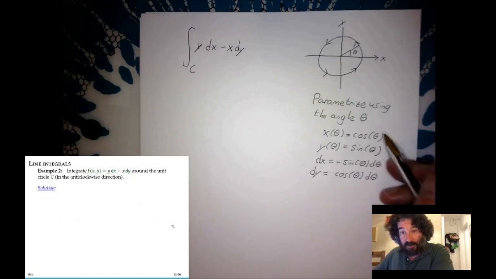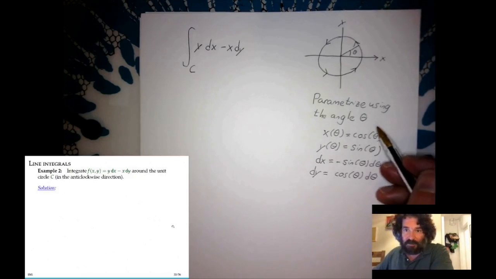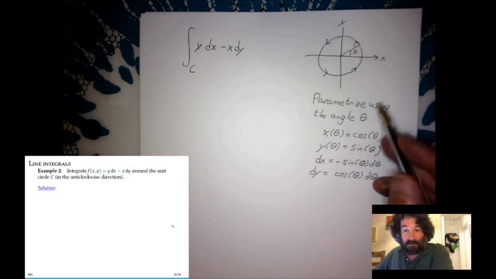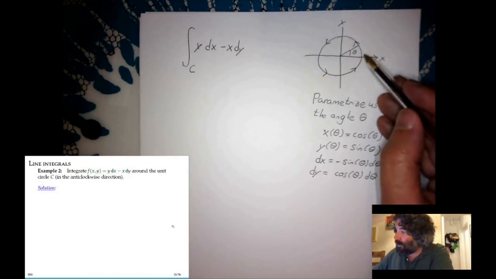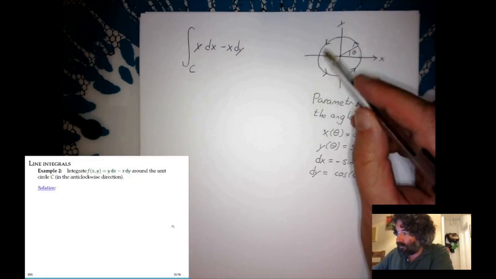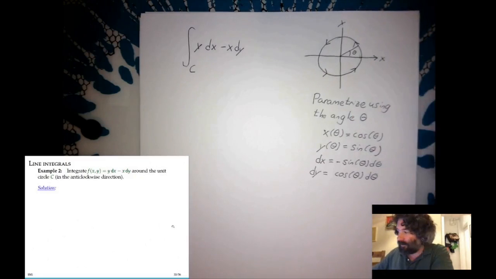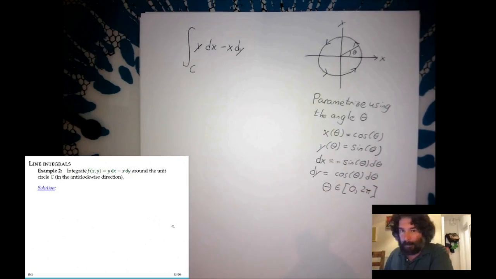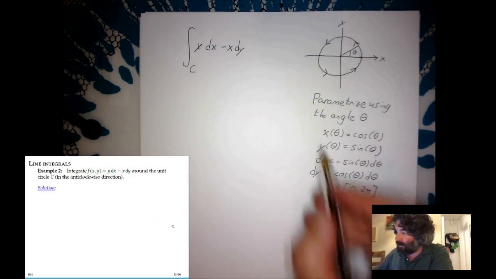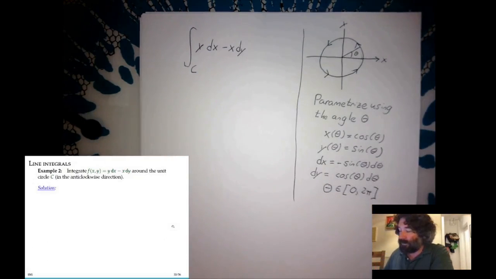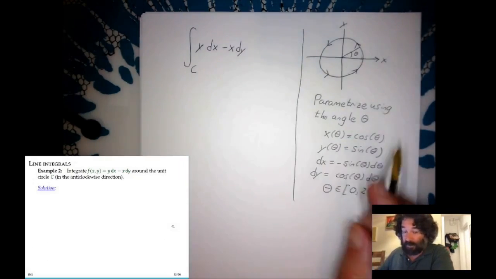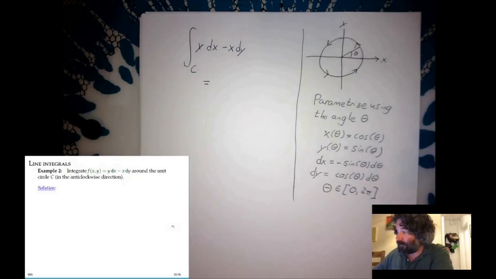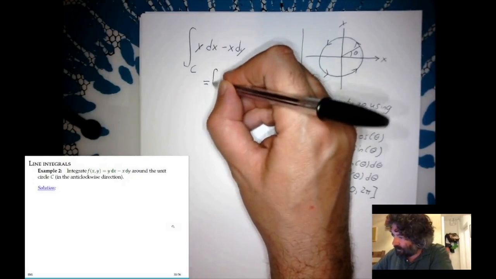And we also need to know the last thing, which is what is the interval that theta lies in when it parameterizes the unit circle. And so the angle goes from 0 to 2 pi once we've gone around the entire circle. So theta is in the interval from 0 to 2 pi. All right, so this is all the information that we need in order to evaluate the line integral, all the information from the parameterization, I should say.